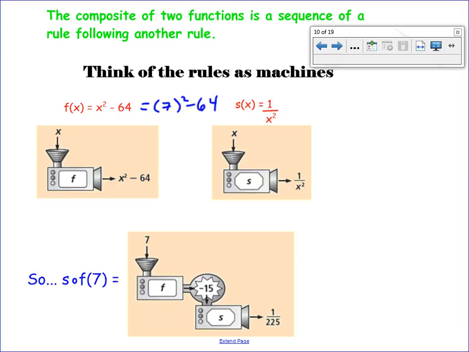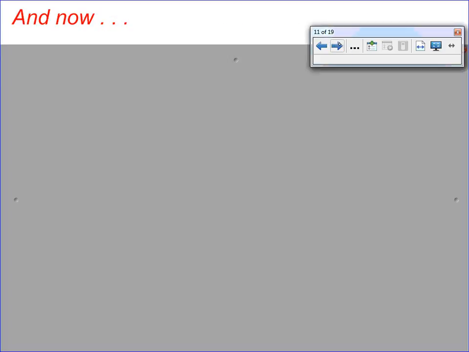My second function, my S function, accepts inputs and pairs them with outputs in accordance with the rule 1 over input squared. So I'll put negative 15 there, and I'll get 1 over negative 15 quantity squared, and that equals 1 over 225. And so a composition of functions, you work from the inside out and you perform 2 or more function evaluations where order matters. Work from the inside out just like with your reflections.